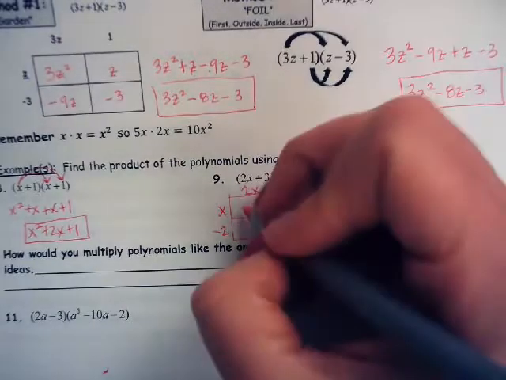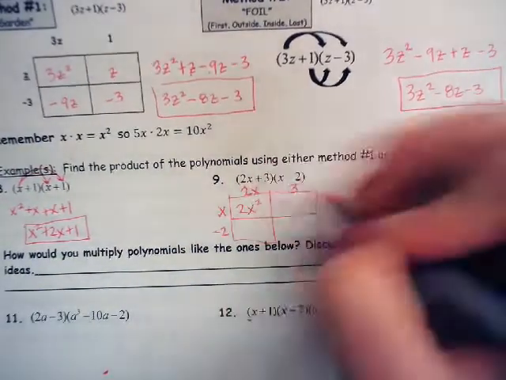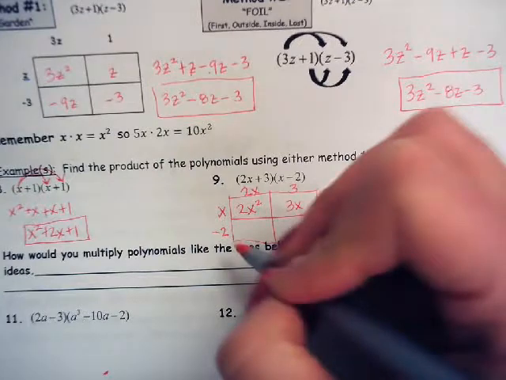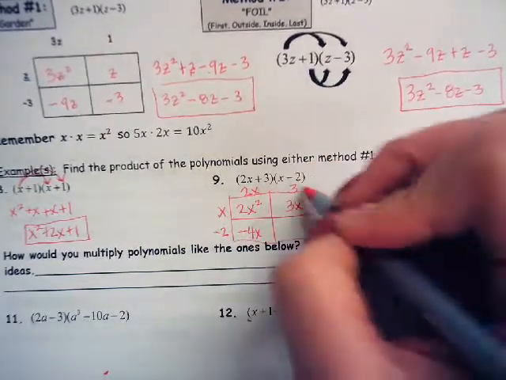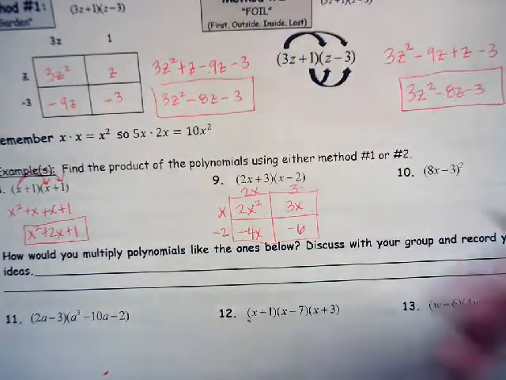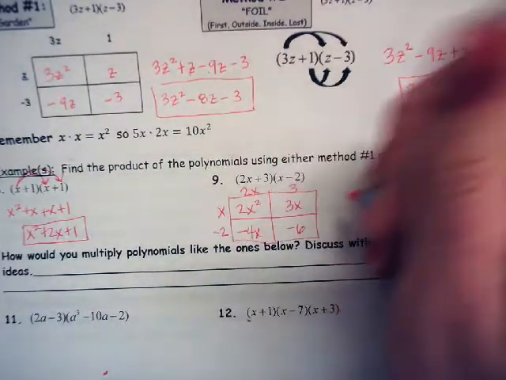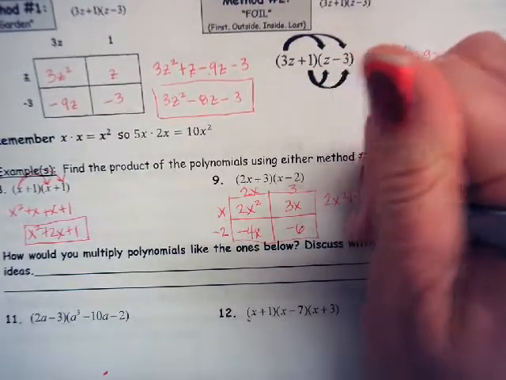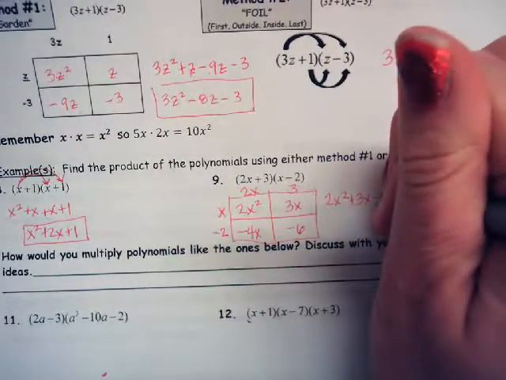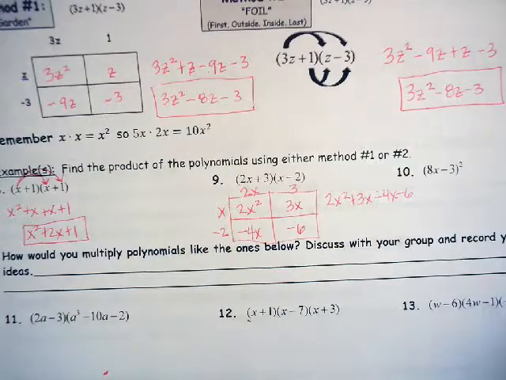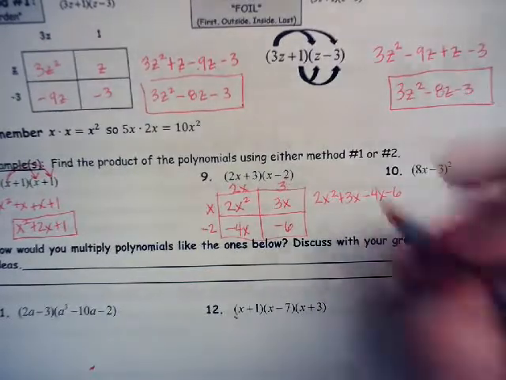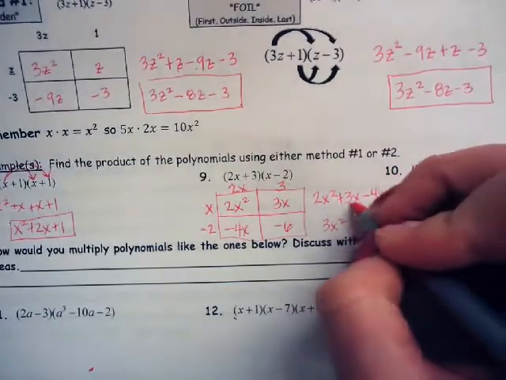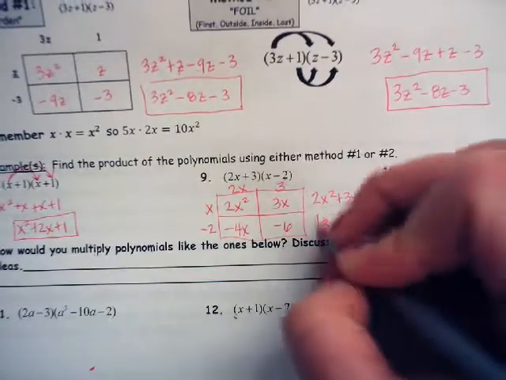So x times 2x is 2x squared. X times 3 is 3x. Negative 2 times 2x is negative 4x. And then negative 2 times 3 is negative 6. Now I just got to rewrite all of this that's inside the box. So 2x squared plus 3x minus 4x minus 6. So combine my two middle terms because they are like terms. So 2x squared, positive 3 minus 4 gives me a minus x, minus 6.